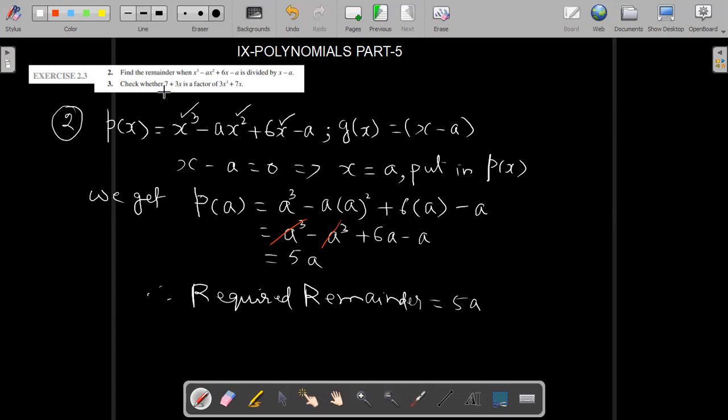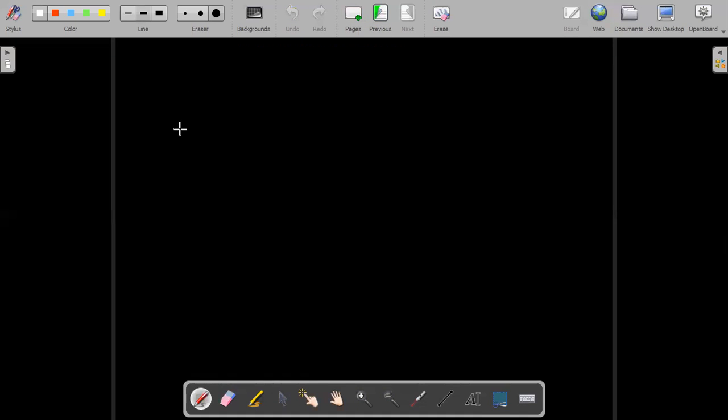Similarly, check whether it is a factor. Actually, this is a remainder theorem we have done, and the factor theorem we have to do. So this has been given for the factor theorem. If the remainder is 0, then it is a factor. So it should be done after the factor theorem. So what is the factor theorem? Then we will do this question number 3. Okay. So now we have to do the factor theorem. Then this question number 3 we will take, that is based on the factor theorem.